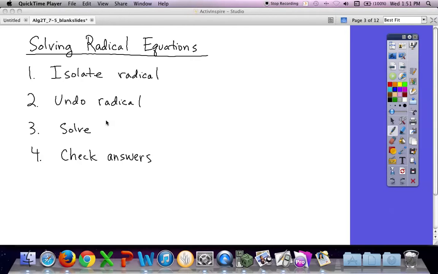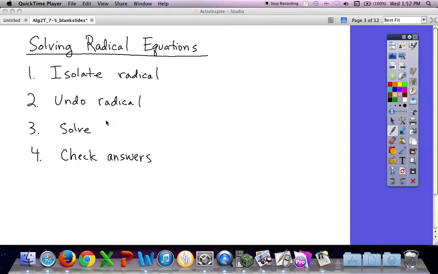Okay, the first step, and this is the first step for other kinds of equations too, like with absolute value equations, we isolated the absolute value first, and then we did something else, right? And we'll have other kinds of equations where the first thing you do is you isolate. Same thing here, isolate the radical, meaning make sure it's the only thing on one side of the equal sign before you move on to the next step.